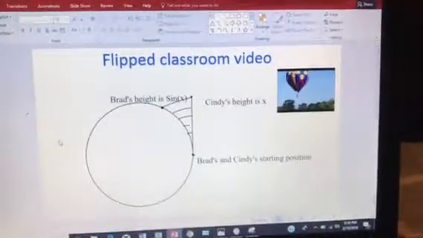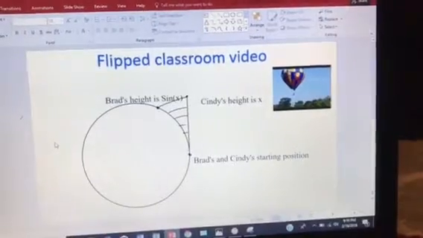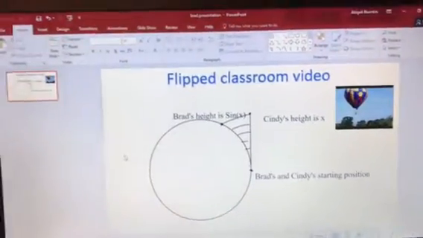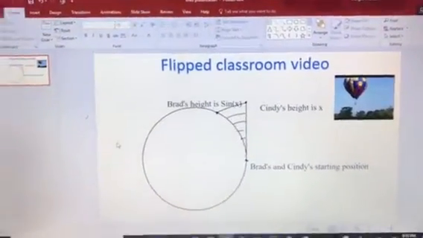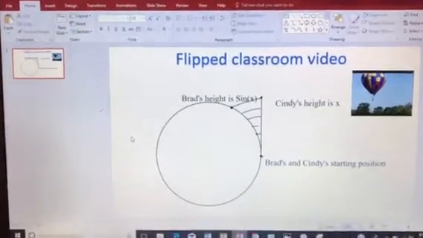Why is x greater than sine x? This is a very important question. So we're going to start with a scenario. Brad and Cindy meet at a Ferris wheel.